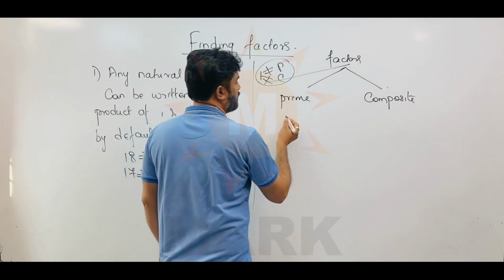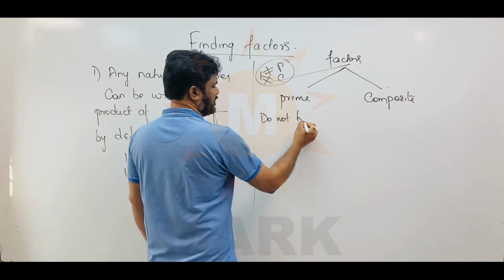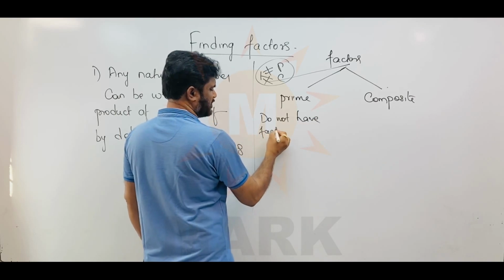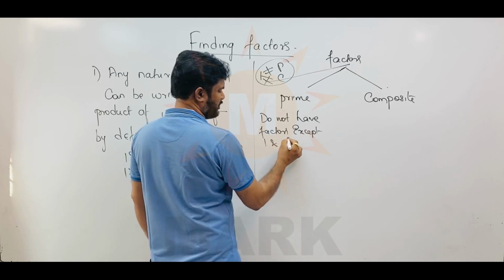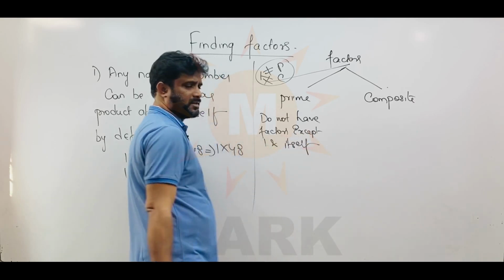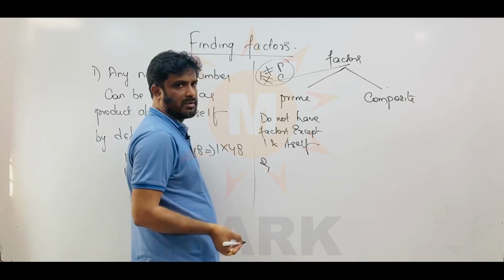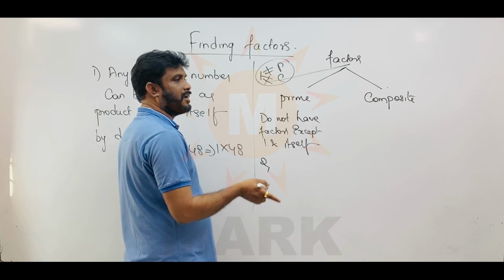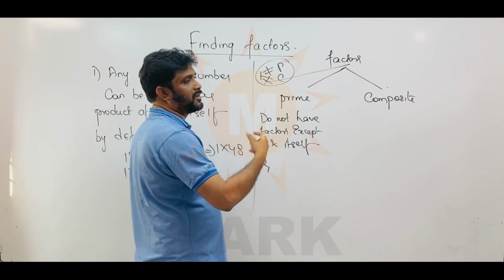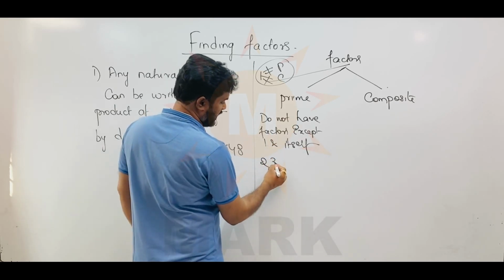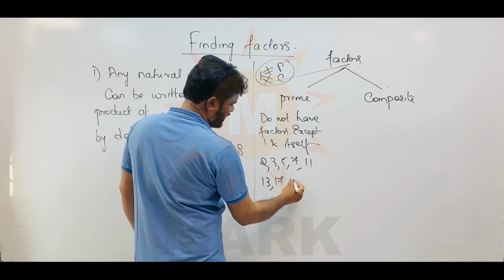Prime numbers, what are prime numbers? The numbers which do not have factors except one and itself. They are called prime numbers, right? So one is neither a prime, so it starts from 2. 2 is the only even prime number. 2 is the starting prime number. 2 is the least prime number. After 2, every prime number is an odd number. So 3, 5, 7, 11, 13, 17, 19, etc.